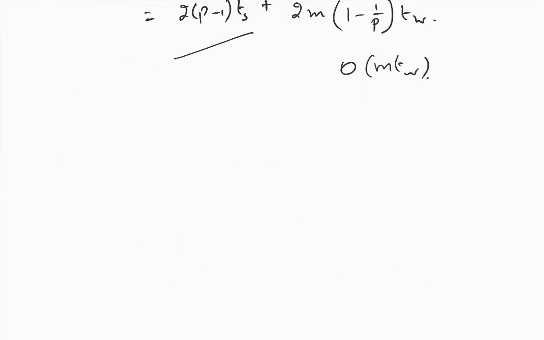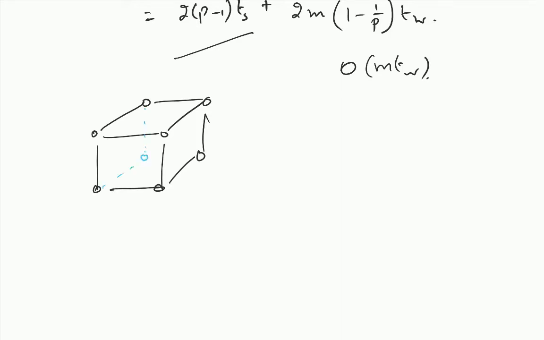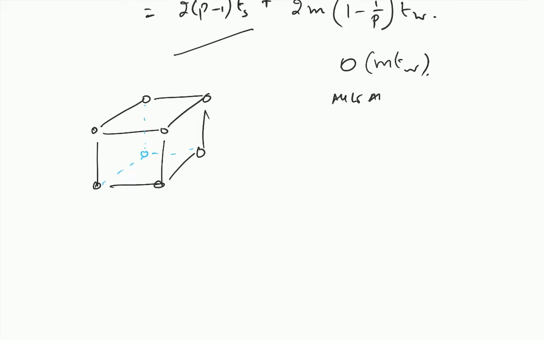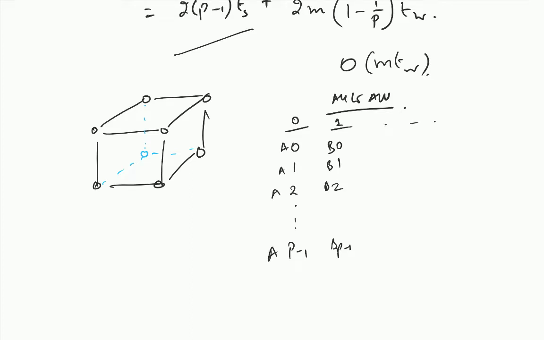So I hope you remember what is an Alltoall operation, right? Let's quickly recap that. Alltoall. Let's say you have some data on rank 0, you have some data on rank 1. So this is, let's say, A0, this is B0, B1, B2 and BP minus 1, right? A1, B1, B2, A2, right? And so on, right, up to P minus 1.